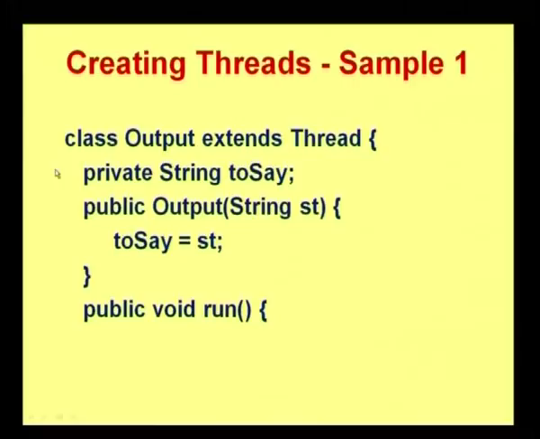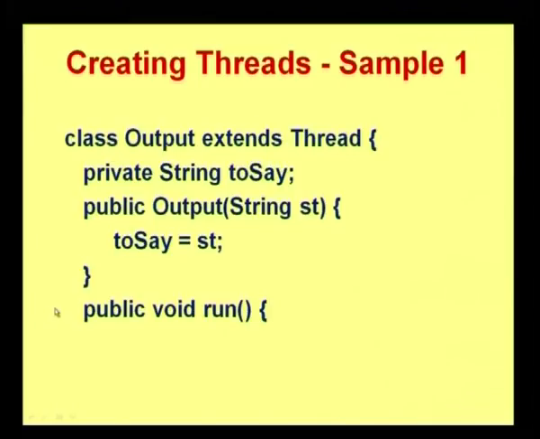So, you can see here we have a sample program. We have a class called Output which extends the Thread class. This class is available in the lang package. I have a string variable called toSay. Here is the constructor of my class. You can say that this particular class is also a thread, since I extend the Thread class, this program could now act as a thread.